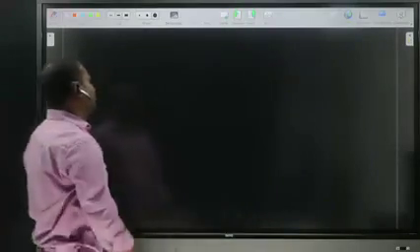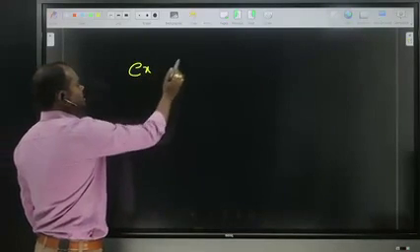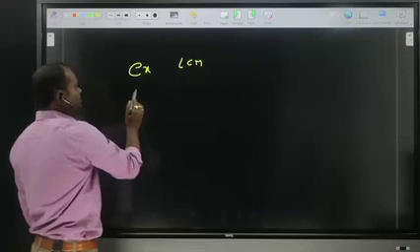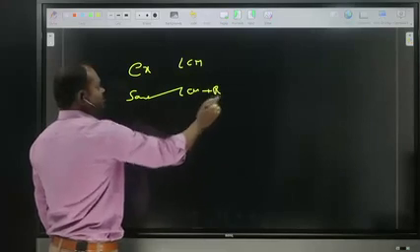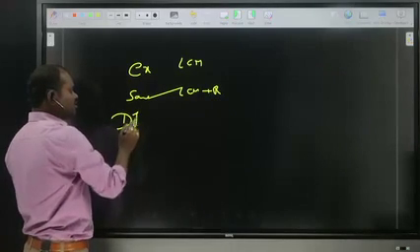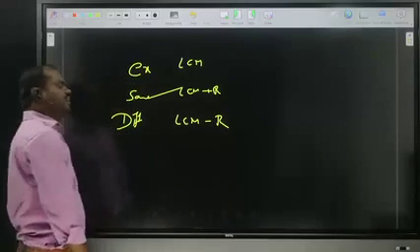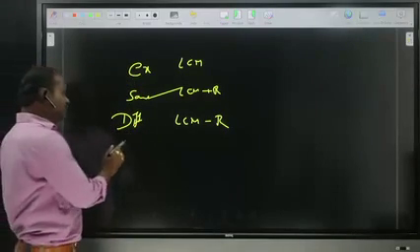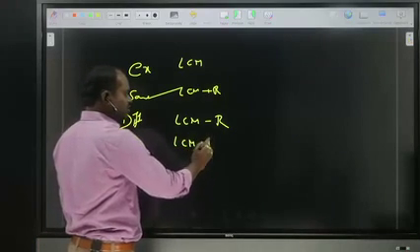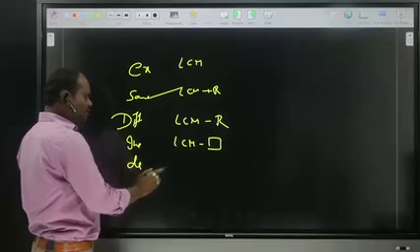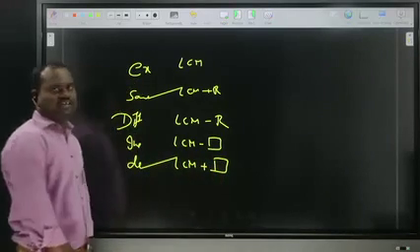In LCM based questions, I said very first, when exactly divisible, then LCM. When leaving same remainder, LCM plus remainder. When leaving different remainders, LCM minus remainders. Okay na? And when increased by, whenever the word increased is given, LCM minus that thing. When decreased is given, LCM plus that thing. Okay na?